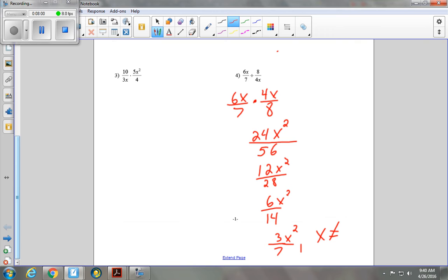Oh, and remember too, you're always looking back to the original equation. We're not looking at this one anymore. You have to look at the original equation to see what x is not allowed to be. X can't be 0, right? Because 4 times 0 would leave me with a denominator of 0 right there, which you can't do. So you'd say x cannot be equal to 0.